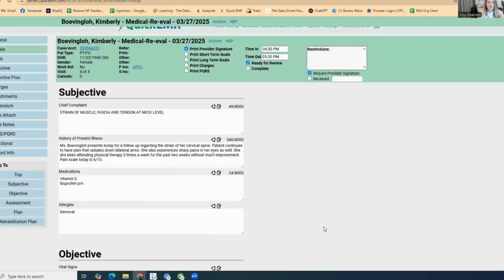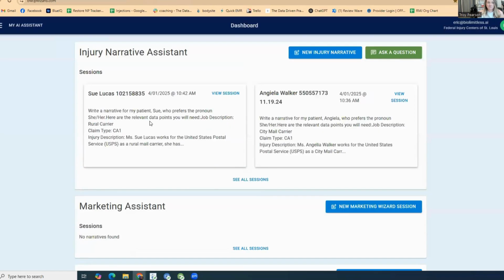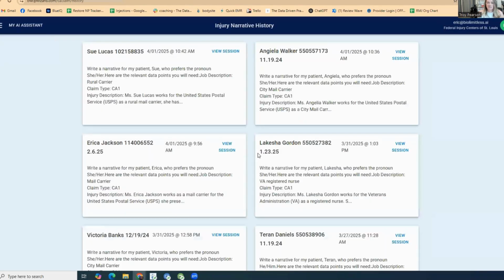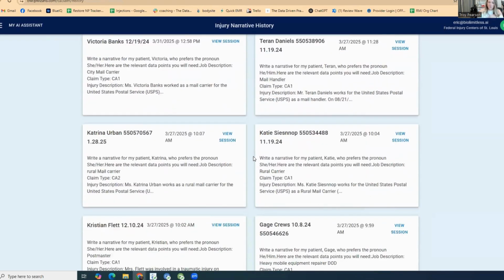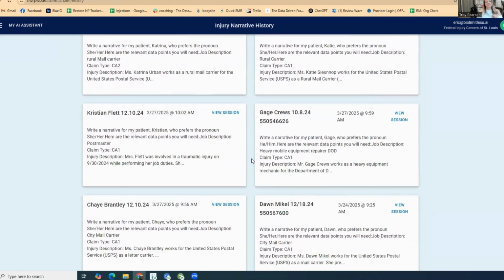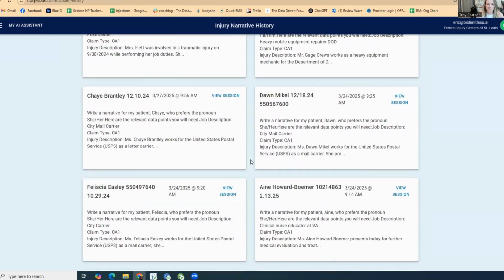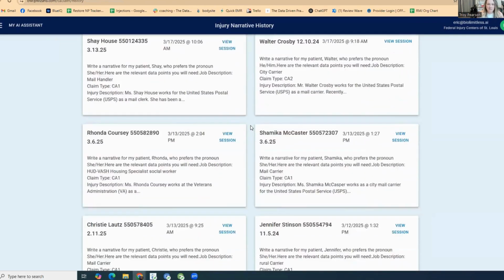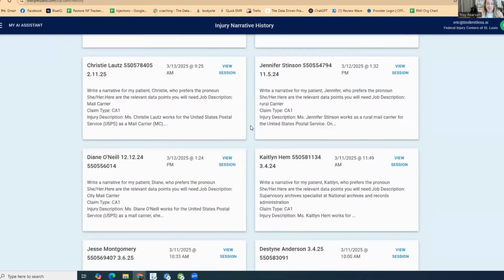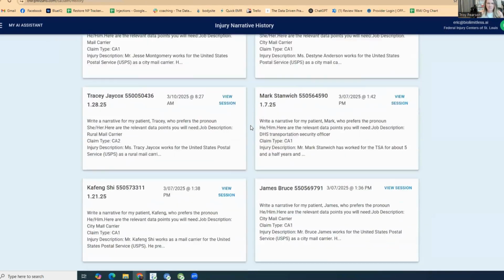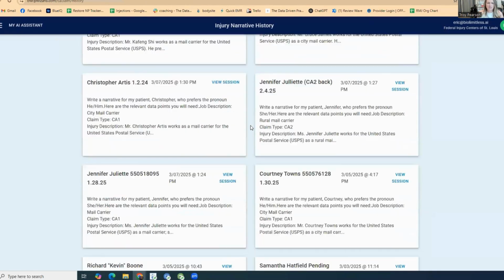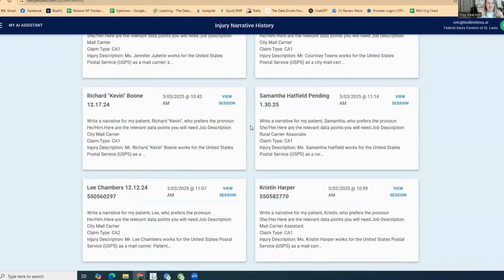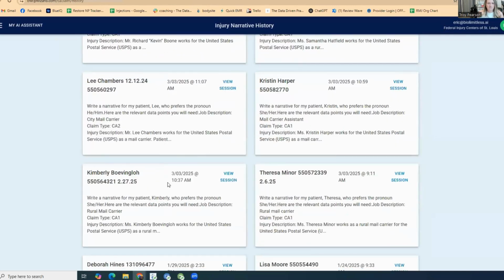Okay, so what we're going to do is go to our wizard, go to view all sessions, and find Ms. Bovlingo here. One update I would like to have in the wizard is a search tool, but instead I have to scroll down through all of the narratives we've ever written to find the patient. So far it's not that big of a deal, but with a lot of patients, it's going to become a big deal. So I think that's definitely a good update we should be working on. I'll put that in the suggestion box, but here's my patient.